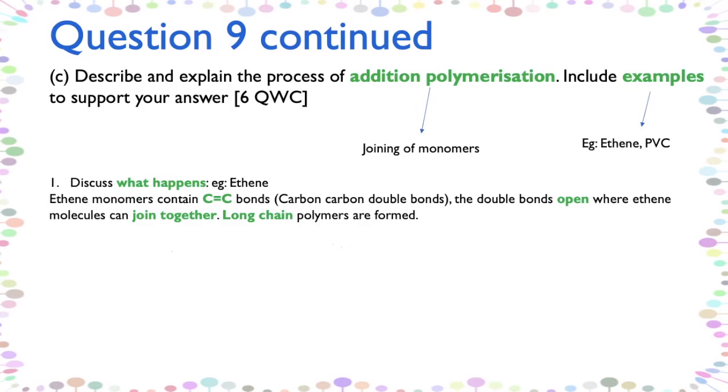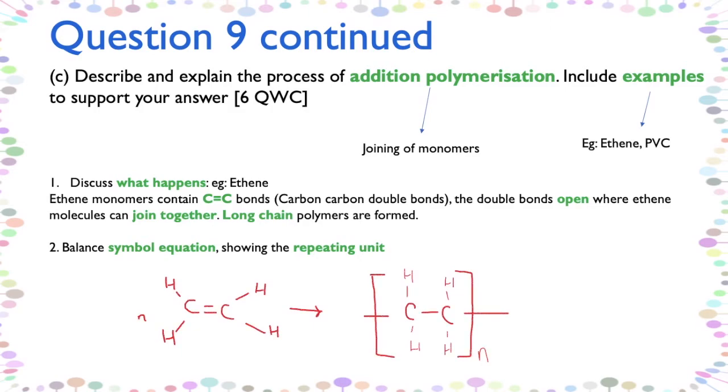In the second part, you want to include a balanced symbol equation showing the repeating unit. So for ethene, this is n-ethene, because you want to show the monomer, and this goes to the polymer as seen on the right where the double bond has broken. So if you mention all these points with similar examples, you should get all the marks.